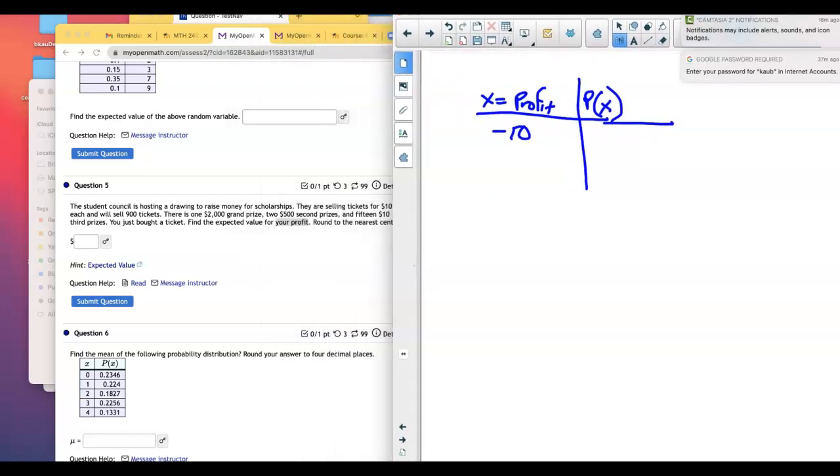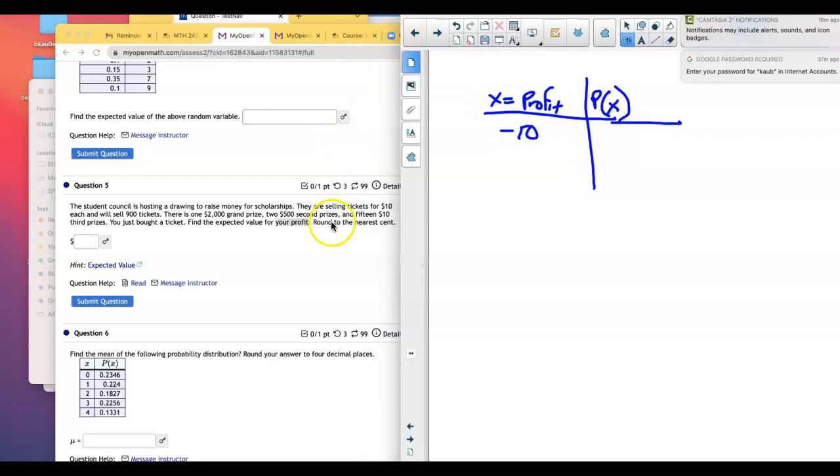Next, maybe you got a third prize. If you win third prize, you get $10 back. That means your profit is zero because you spent $10 and you won $10. If you get second, you win $500, and you spent $10, so you make a profit of $490. And if you win the grand prize, you get $2,000, but you spent $10, so your profit is going to be $1,990. Okay, so this is the list of all the profits you can possibly make on this drawing.